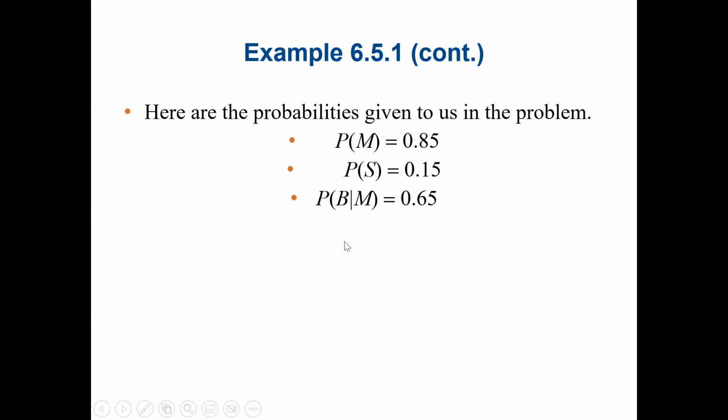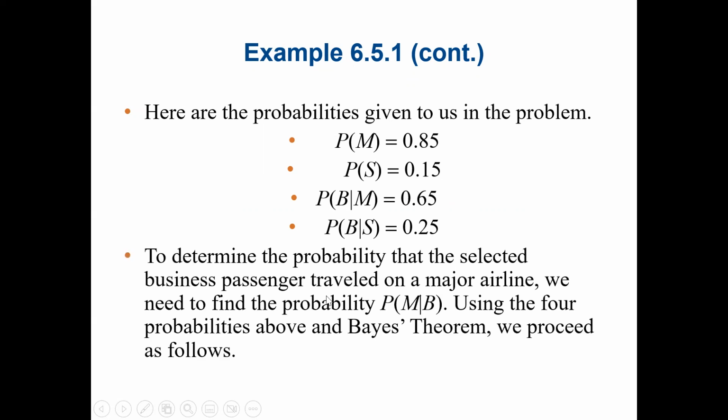We are also given the probability of B given M, which is 0.65. That's the probability of a business passenger given the major airline. And also we have the probability of a business passenger given the small airline, which is 0.25. Now, to determine the probability that the selected business passenger travels on a major airline, we are looking for the probability of M given B. Using the four probabilities above and also the Bayes theorem, we can proceed as follows.